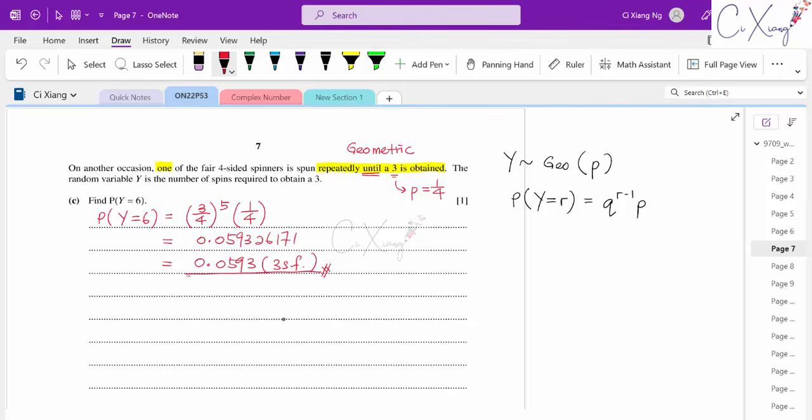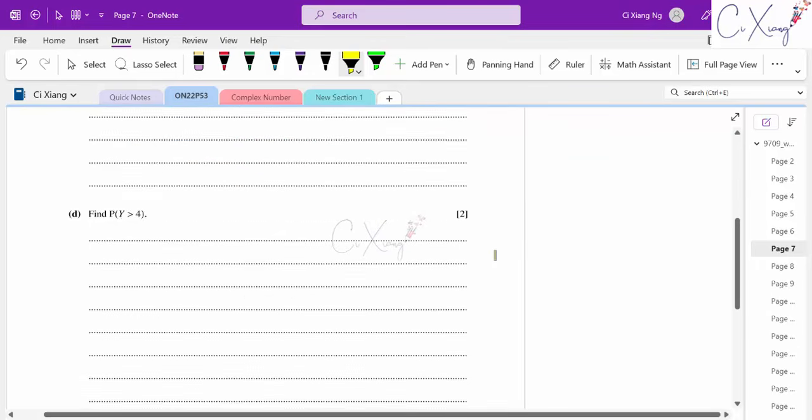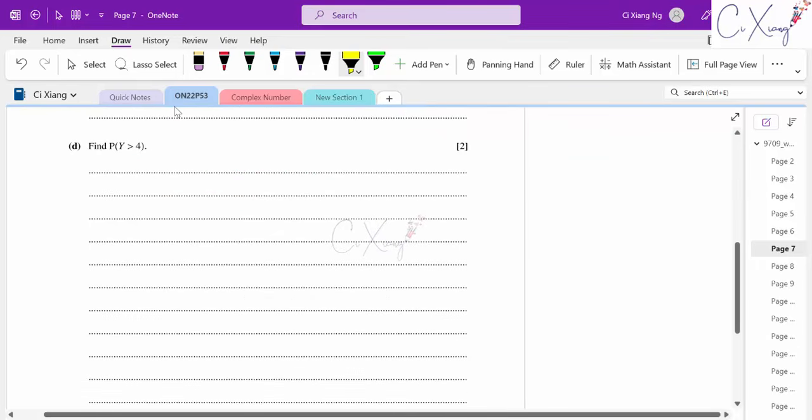Okay, so this formula I think is quite straightforward to apply. Please look at the keyword until something happened or until something is obtained. This gives us the idea that it belongs to geometric distribution. Alright, and now proceed to question number 4. For question number 4, they want us to find the probability that y is greater than 4.